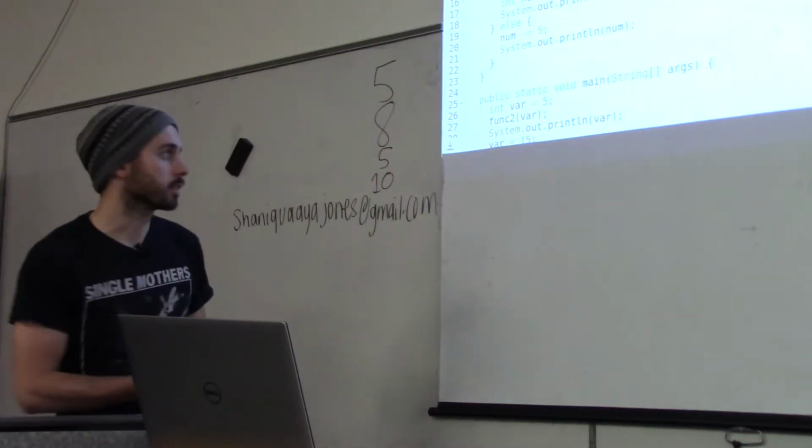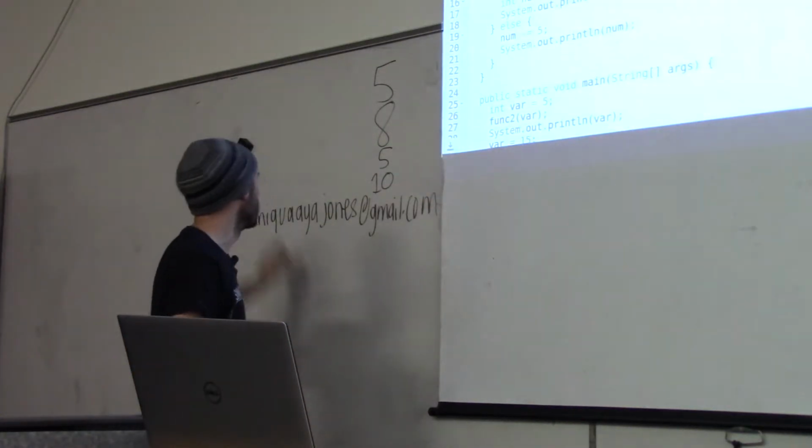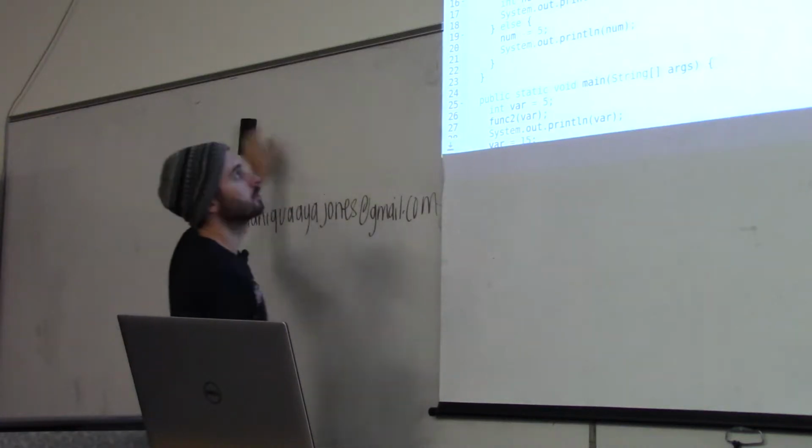What is num going to be? So we're giving it var. What is var down here? So what's num going to be? So we call func2 and we pass it var, which is 5. So it gets that 5.